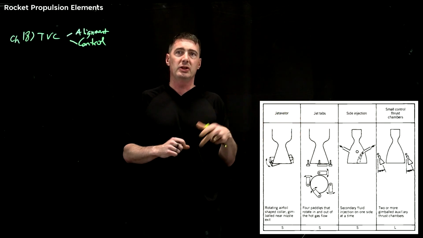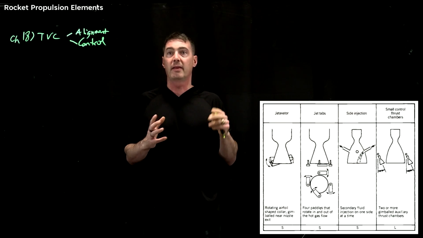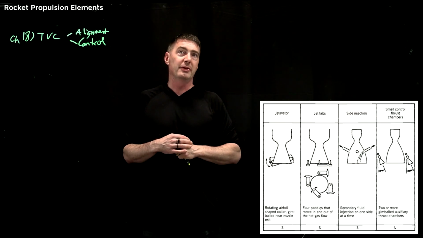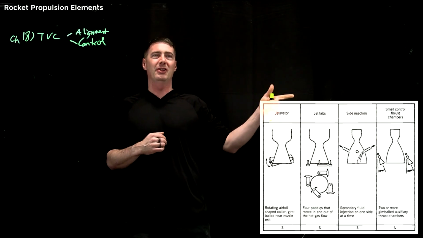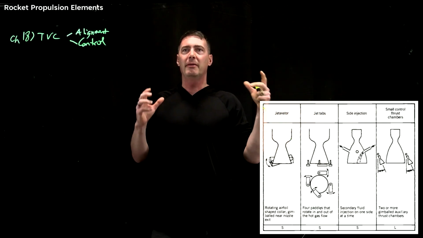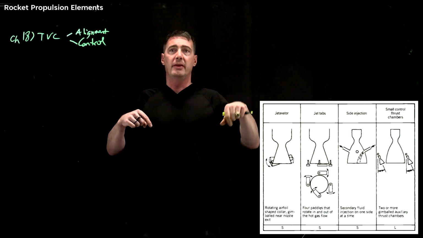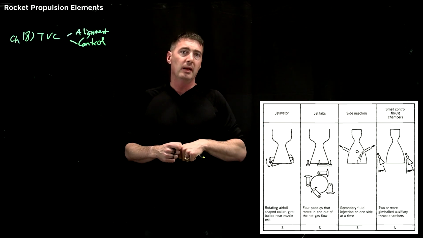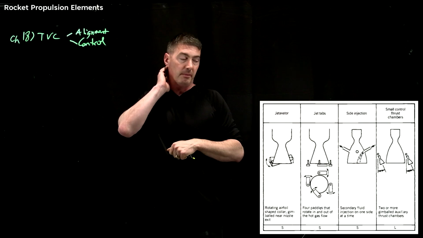where you're actually injecting a secondary fluid on one side, and that's enough to deflect a flame. And then the other one is just carry something else. You could keep your rocket engine fixed and bolted, and then you could have smaller thrusters that are on and doing it.